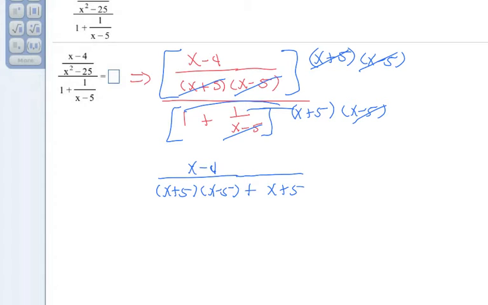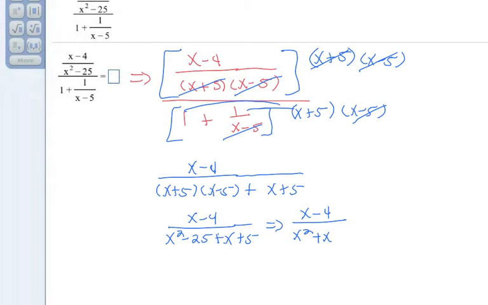All right, so now multiply in the bottom, our denominator. So you get x squared minus 25 plus x plus 5. Combine like terms in our denominator. So you get x squared plus x minus 20. Factor the denominator. So we have x minus 4 over factors of negative 20 that add up to be positive 1, positive 5, and negative 4.